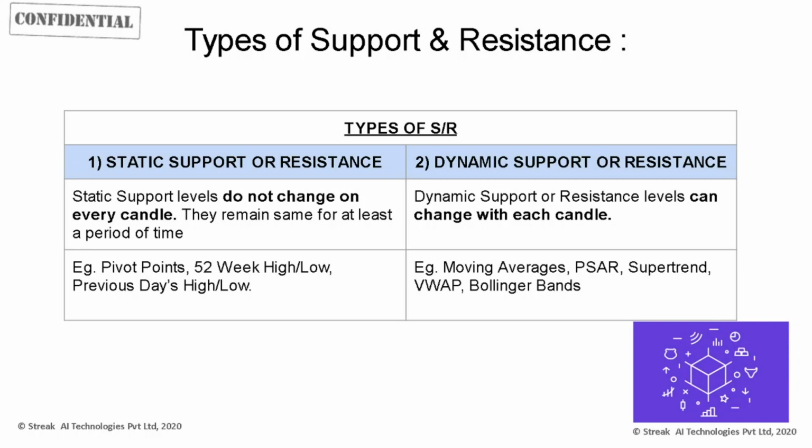Whereas something like pivot points are straight lines. They are not going to change, at least for the entire course of the day. Similarly, the 52-week high and low or the previous day high and low are all going to remain the same. It's a constant value for at least a particular day.